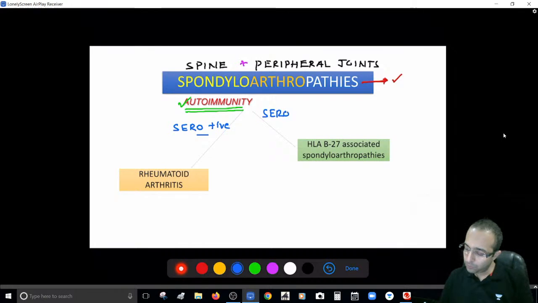Now these spondyloarthropathies, as I told you, we broadly categorize into two varieties: a seropositive spondyloarthropathy and a seronegative spondyloarthropathy. Seropositive spondyloarthropathy basically means that we know the autoantibody that is producing the damage, like rheumatoid arthritis. You are very much familiar with those autoantibodies, something that we call rheumatoid factor, or this particular autoantibody, the anti-cyclic citrullinated peptide antibody, anti-CCP.